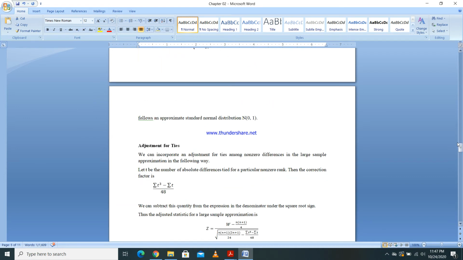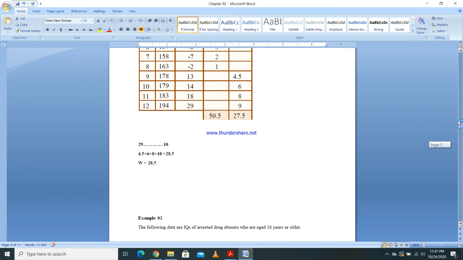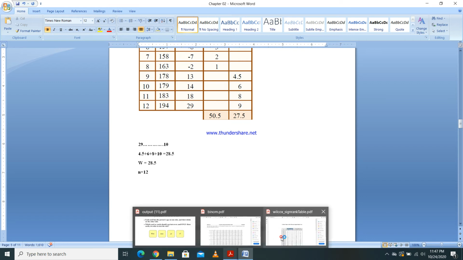So you don't have to calculate the difference of 165. Now we can just take the sample size, which is equal to 12. So now we have to refer to the Wilcoxon table to read the table value.